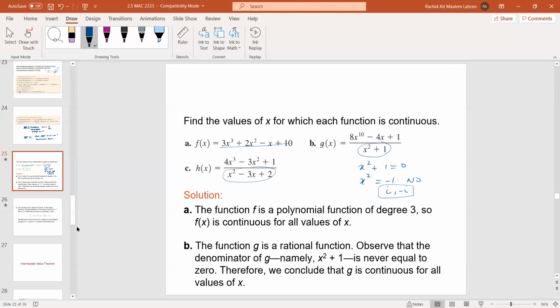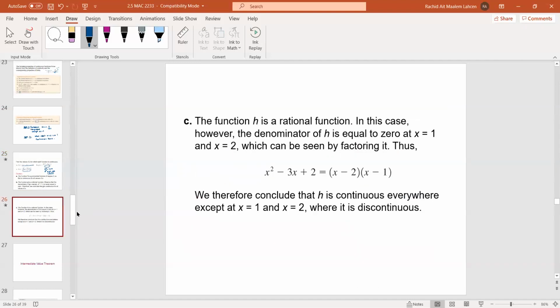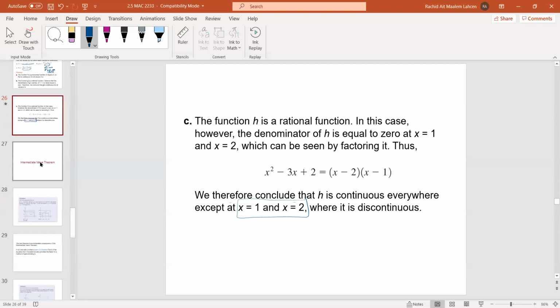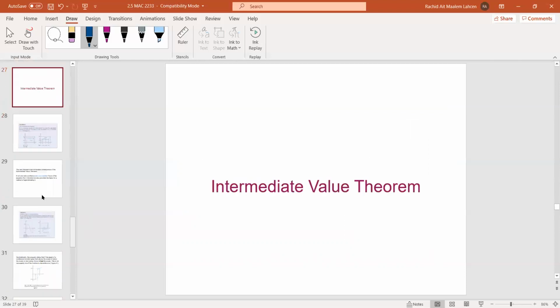Now for this one, to investigate whether yes or no, we need to solve. Once you factor it, you'll find that it's going to be discontinuous at these two values. So some algebra comes to merge in here. Another topic, but not a big deal, but it helps understand different things.